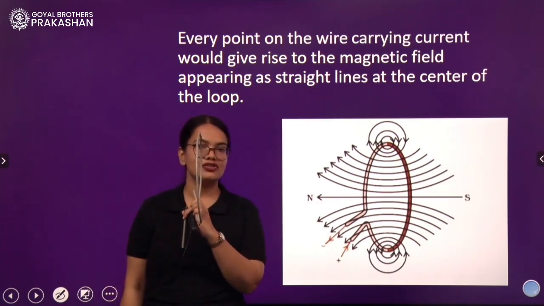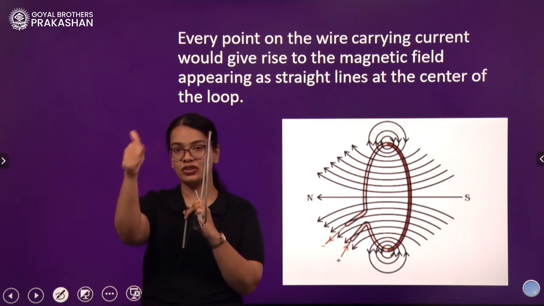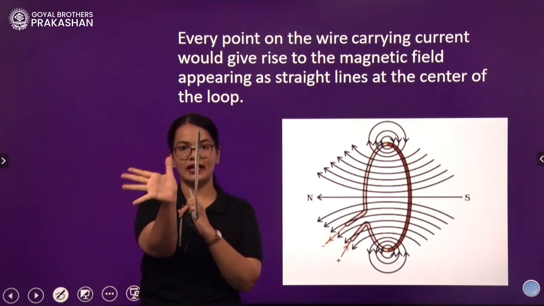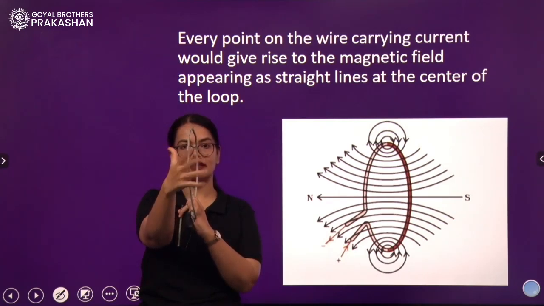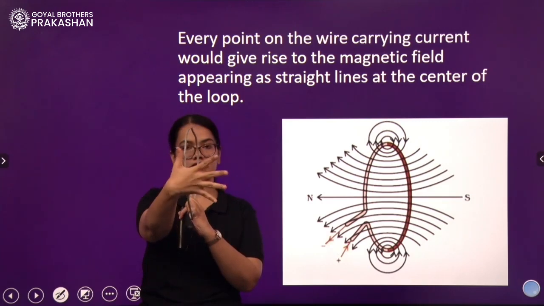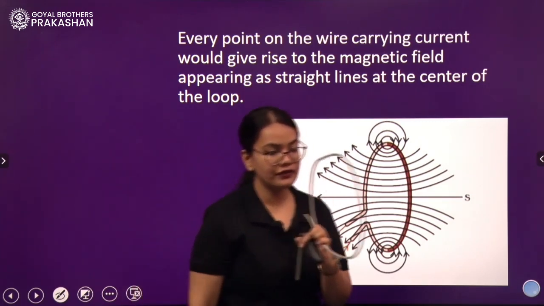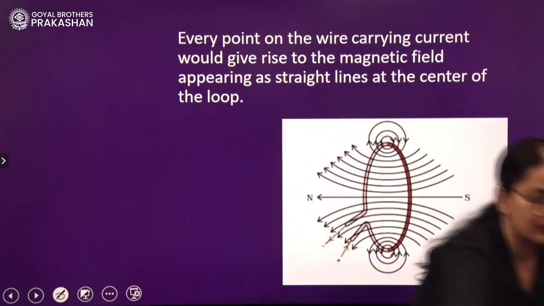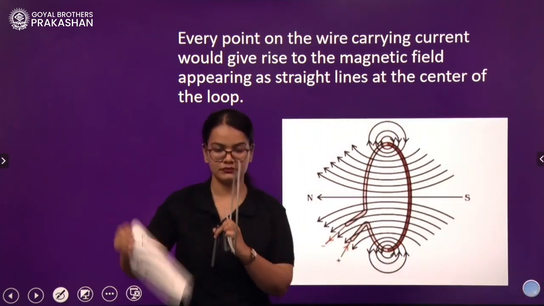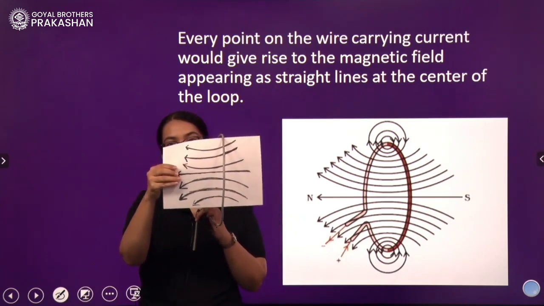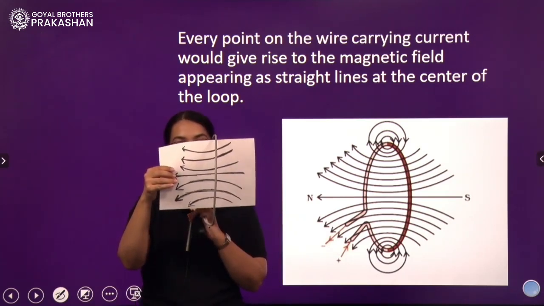How will you decide the direction of the magnetic field? Place your thumb in the direction of the current. Current is going like this, and your fingers will go like this. This is how the field lines look, right? You will curve your fingers, and this is how your field lines look. So now if you draw the field lines, they would appear like this. These are your field lines that would appear across the wire.